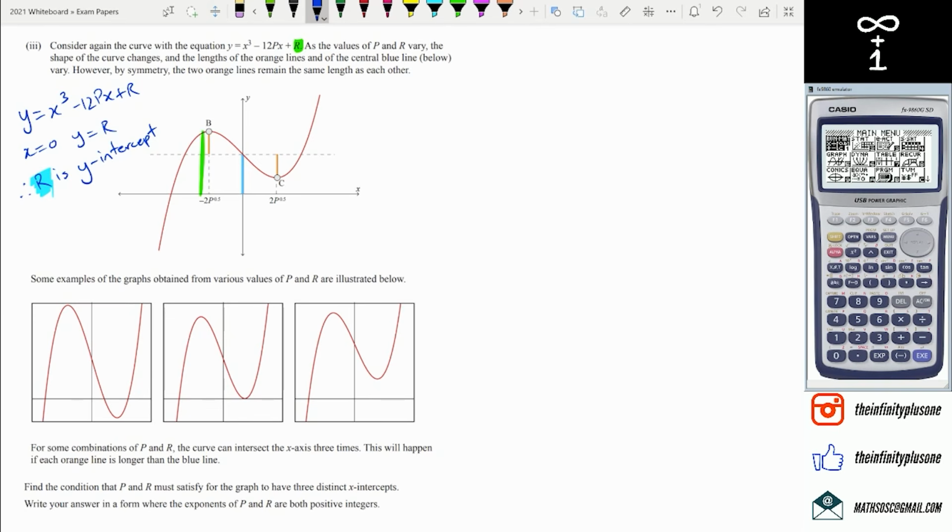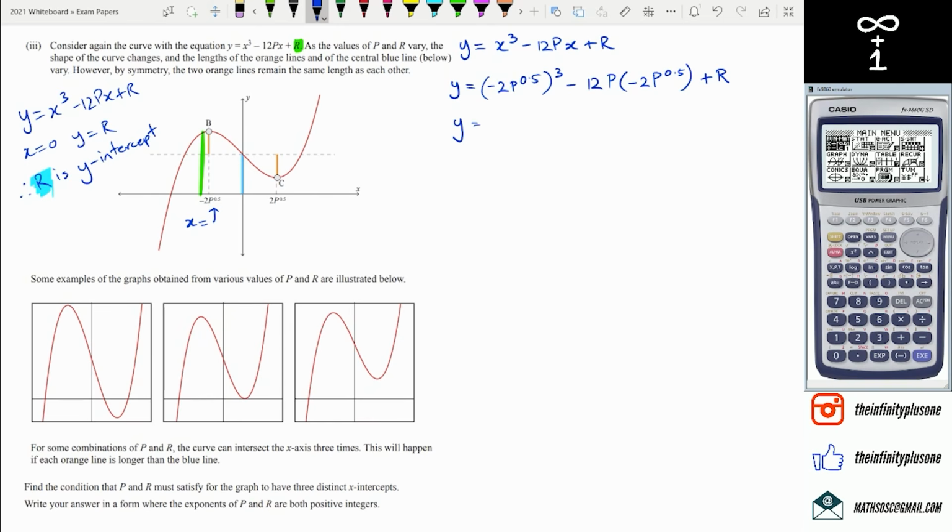So sorry, the coordinates of B. My equation right now is y equals x cubed minus 12px plus r. So remember that x is equal to this thing right here. So I'm going to substitute it all. I'm going to get (negative 2p to the power of 0.5) cubed minus 12p times x, which happens to be negative 2p to the power of 0.5, plus r. And now I've got to work it out.